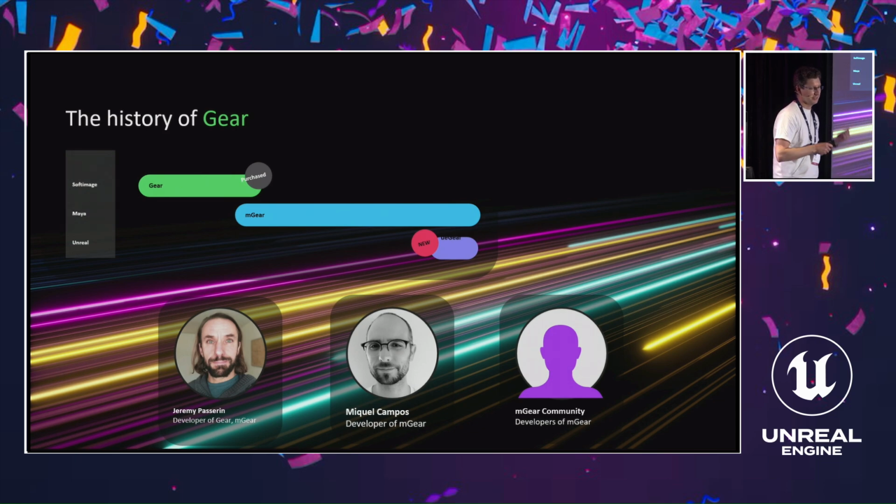So, history of mGear. mGear, or Gear when it was started, by Jeremy Passerin. I probably destroyed his name now. That's all right, there we go. So he originally started Gear many, many years ago in the days of Softimage. And Softimage was around quite a while, and this rigging solution started to grow. At some point, Softimage got bought out by Autodesk, and I think all the Softimage users were like, the writing is on the wall. We have to make a decision and hop to something else. And most people went to Maya.